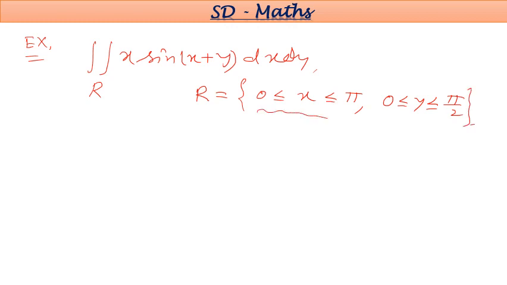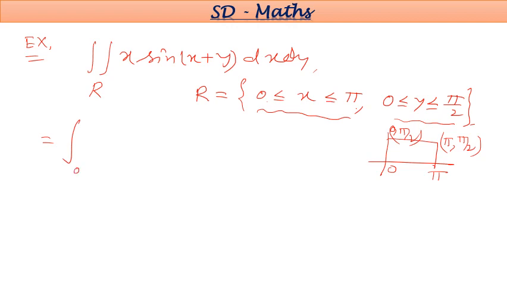Now look at this region. This actually represents a rectangle, right? This is our origin, with this type of rectangle, and x varies from 0 to pi, and y varies from 0 to pi by 2. So it will be the pi by 2 point and 0 pi by 2 point. Whatever it may be, now I'm trying to solve this problem.